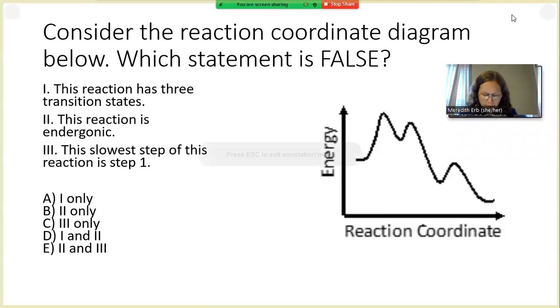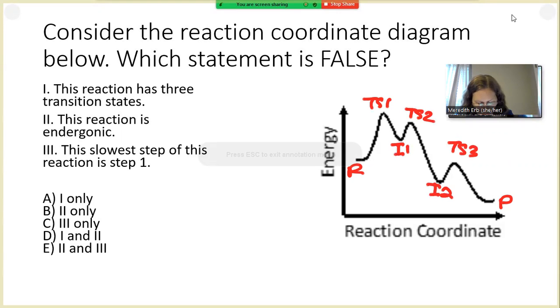If I just look at my reaction coordinate diagram, I've got my reactants on the left-hand side and my products on the right-hand side. I've got 3 transition states, and I have 2 intermediates. So right off the bat, it's important just to think about what our reaction coordinate diagram is telling us. Another key piece of information is if we look at the products compared to the reactants, we would have a negative delta G here.